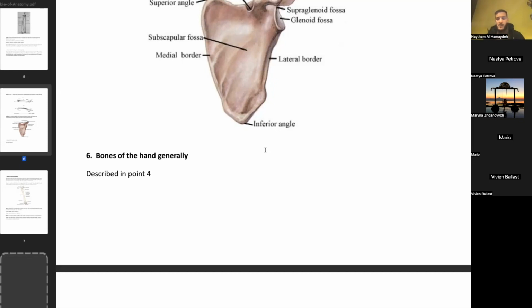Okay. The clavicle is a flat or long bone? Clavicle is flat. This is a long bone. This is a flat bone. Both scapula and clavicle are flat in this case. Yes. Okay.